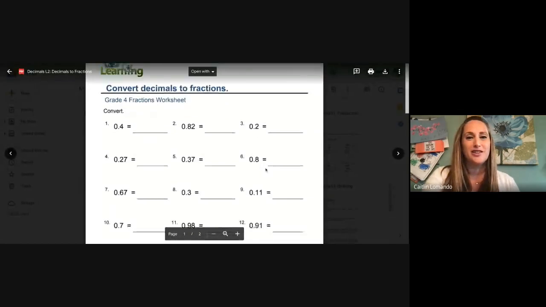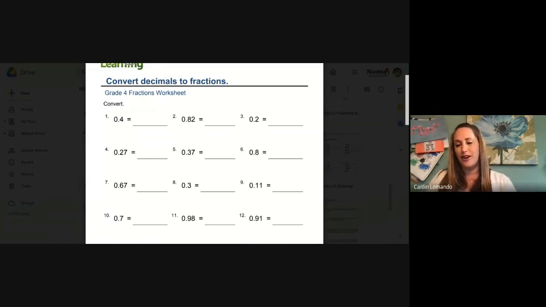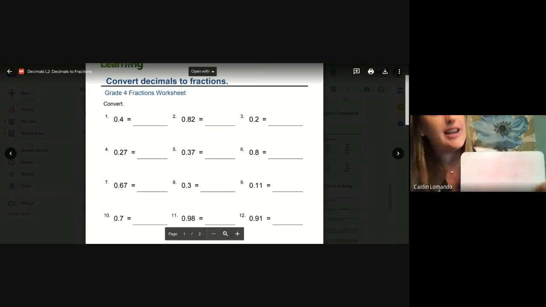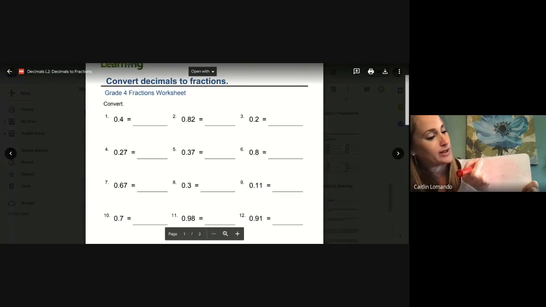Okay. Here's our first one. Convert 4/10 into a fraction. So if we have 4/10, say the number. It's 4. What's going to go underneath it? What do you hear? 4/10. You hear 10. So it would be 4 out of 10.